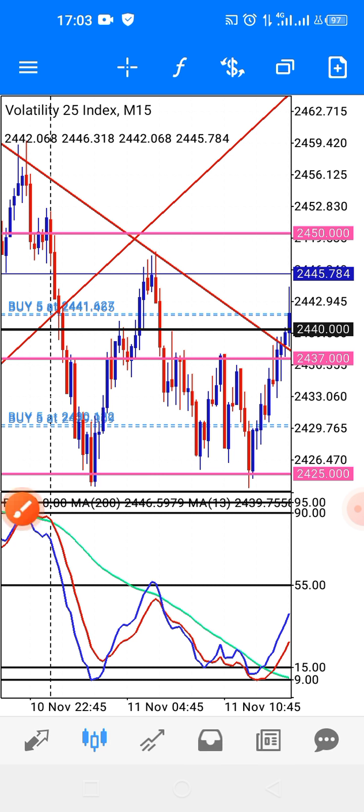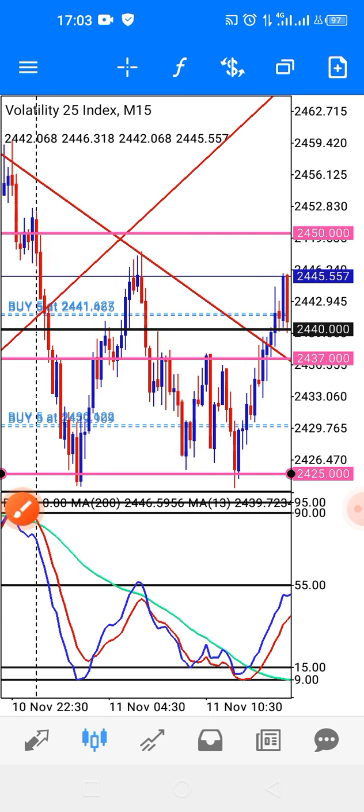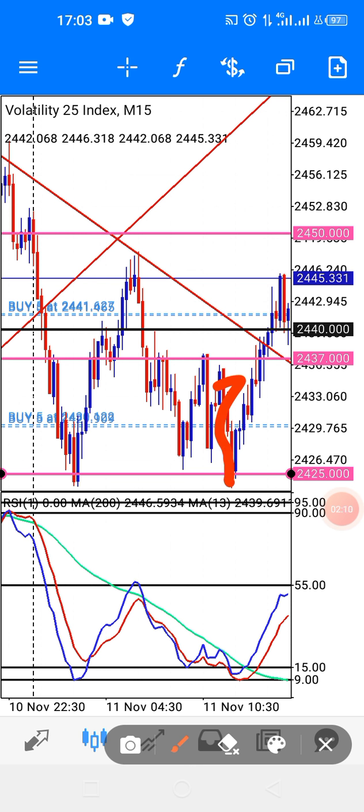So I had already marked this support when the market came down to this point. When it returned to this level, I knew there might probably be a push up. But for me not to go with probability or assumption, I had to wait and check my indicator window.